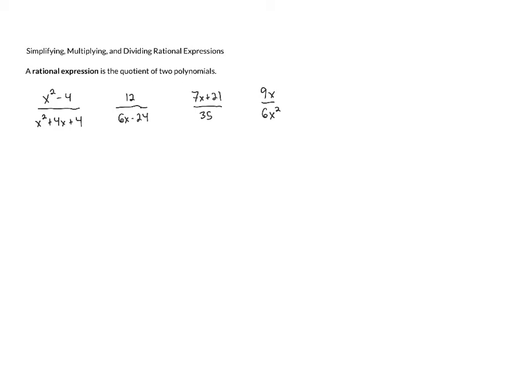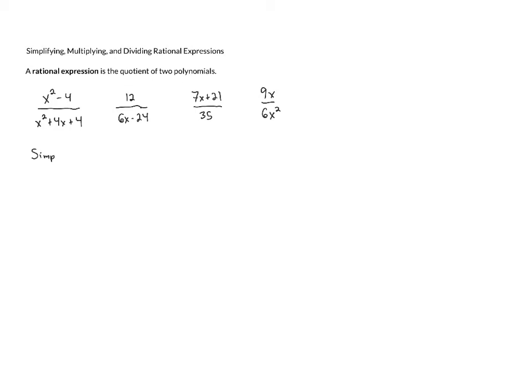Now, to reduce or simplify a rational expression, we're effectively going to do the same thing we did with reducing fractions. We looked for factors in the numerator and denominator that they had in common that could be canceled. And the same thing is going to be true here. But when we're looking for factors of polynomials, we're going to have to, you guessed it, factor them. So let's look at these one at a time.